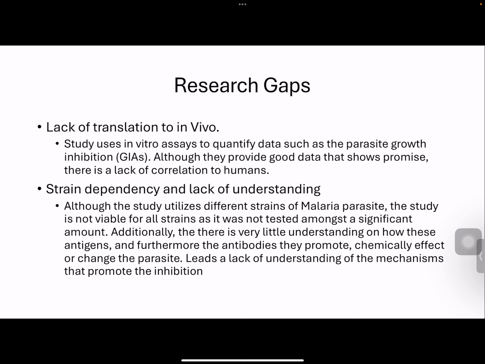And then the second one is strain dependency and lack of overall understanding of malaria. In the study, along with other studies, very few strains are actually used to identify vaccines. However, there's a plethora of different strains of malaria, so that was a constraint. The next constraint would be a lack of understanding of which mechanisms promote inhibition through the use of antibodies. So greater understanding of those mechanisms could correlate to better inhibition.